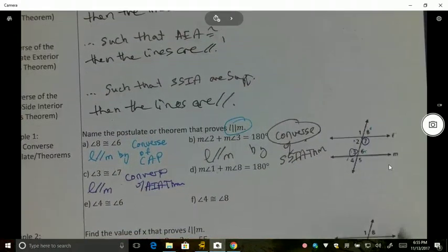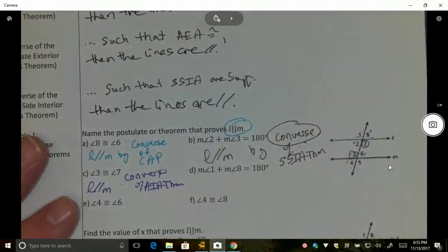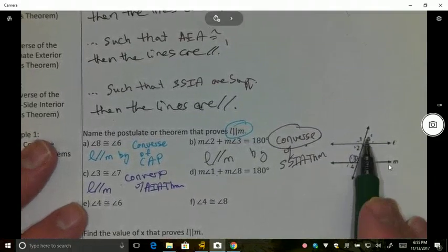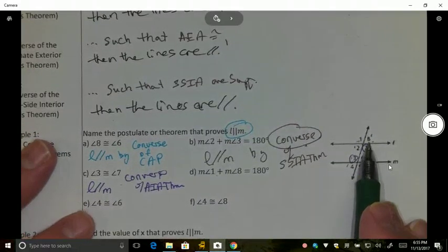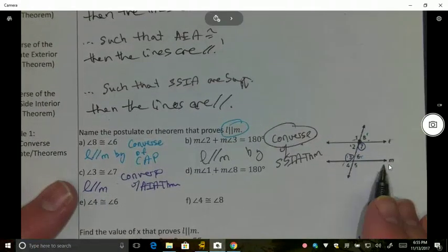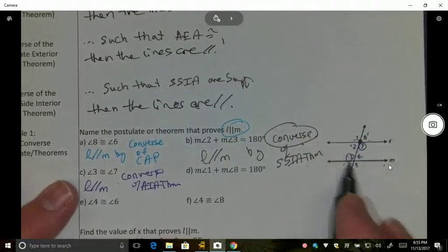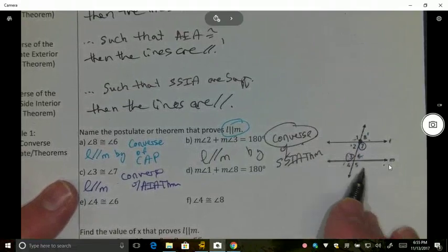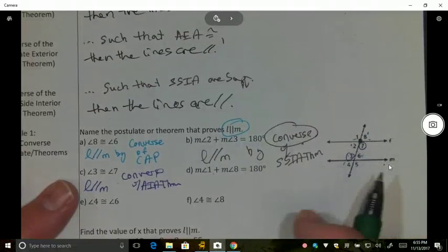1 and 8. 1 and 8 add to 180, but they are not same side interior. In fact, they're a linear pair. Linear pairs are separate from parallel lines. They can be connected to parallel lines, but they have to share a vertex, so they don't even touch line M. So line M could be doing its own crazy thing going this way. These would still be supplementary.